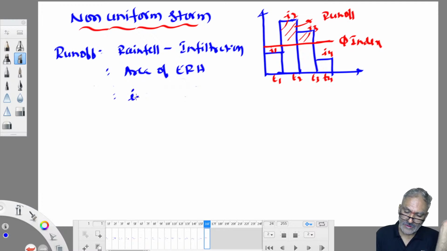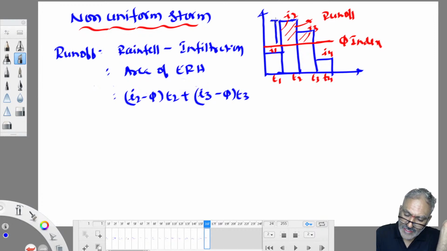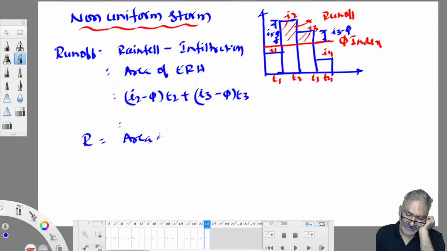Which is equal to (I2 minus phi) into T2 plus (I3 minus phi) into T3. So this into this: this is (I2 minus phi) into T2, and this is (I3 minus phi) into T3. That is the effective rainfall hydrograph. The others we have to neglect. So R is equal to the same area of the effective rainfall hydrograph only, provided that condition.